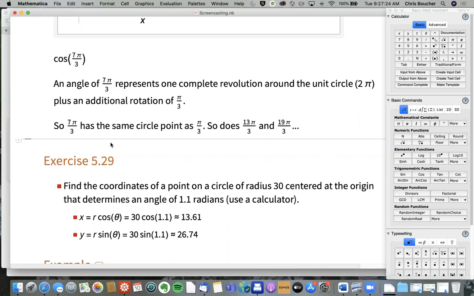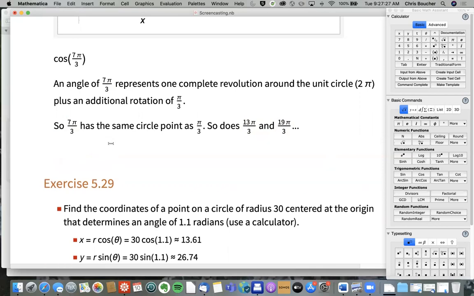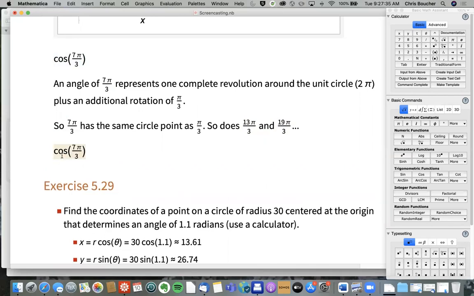And if you have the same circle point, you have the same sine and cosine, because sine and cosine are the coordinates of the circle point. So the cosine of 7 pi over 3 is the same as the cosine of just pi over 3. Sine and cosine are what are called periodic functions. We'll talk more about this later on, but they repeat themselves. So there's lots of angles that have the same cosine because they have the same circle point. The cosine of pi over 3 is 1/2. That's from work we did up above. And so we have the cosine.